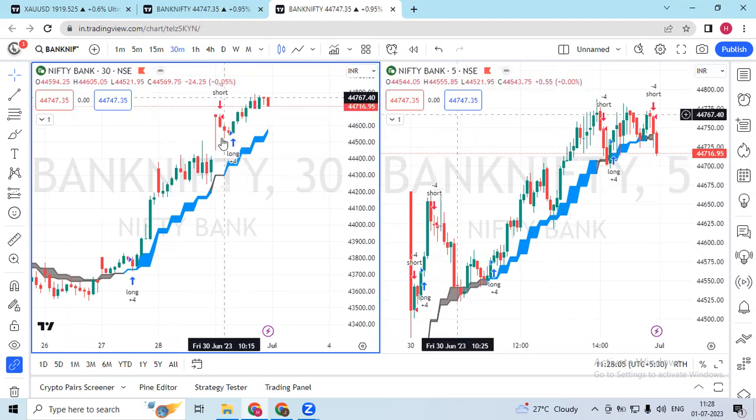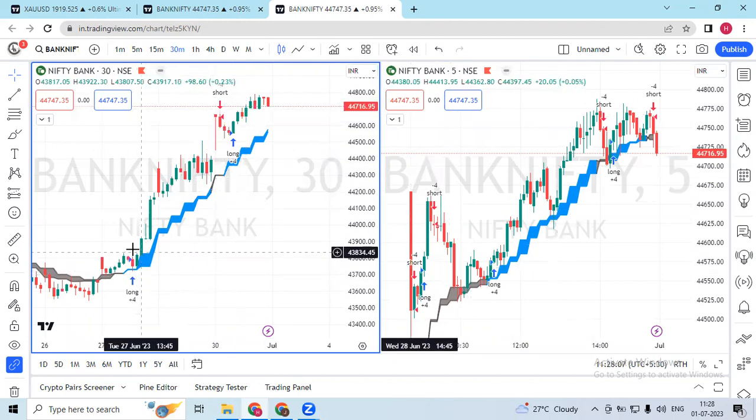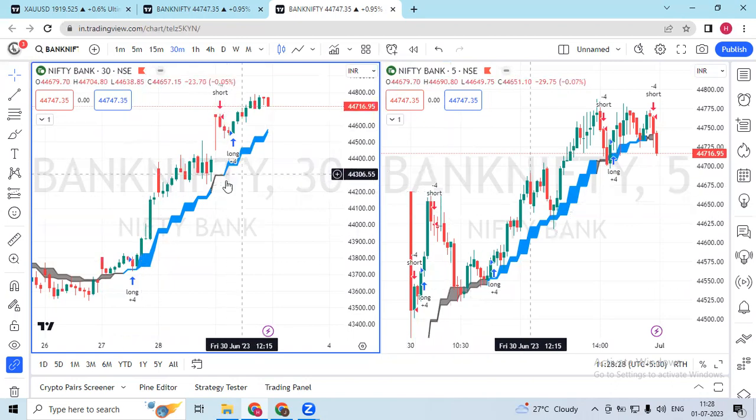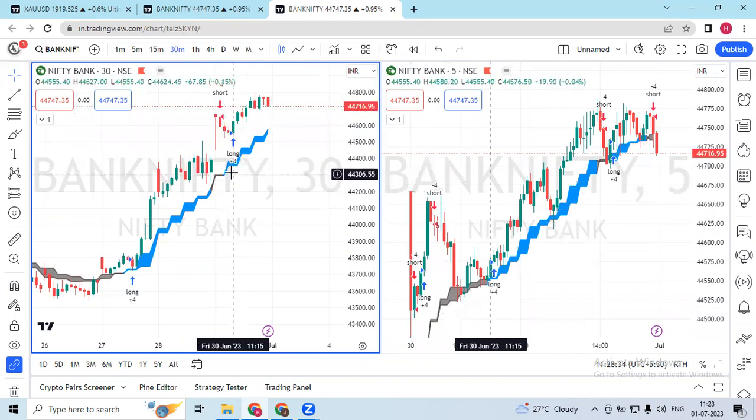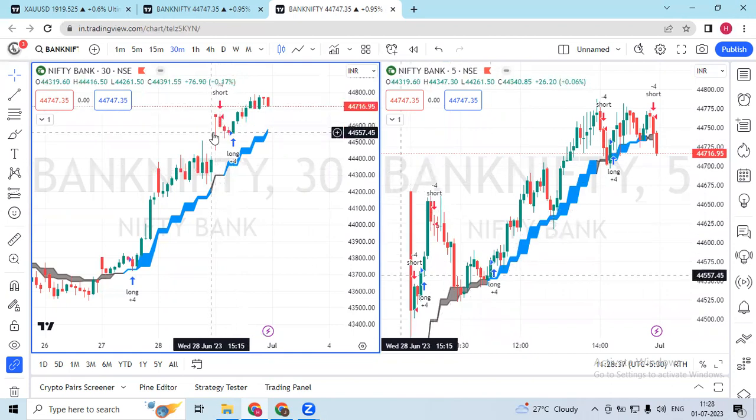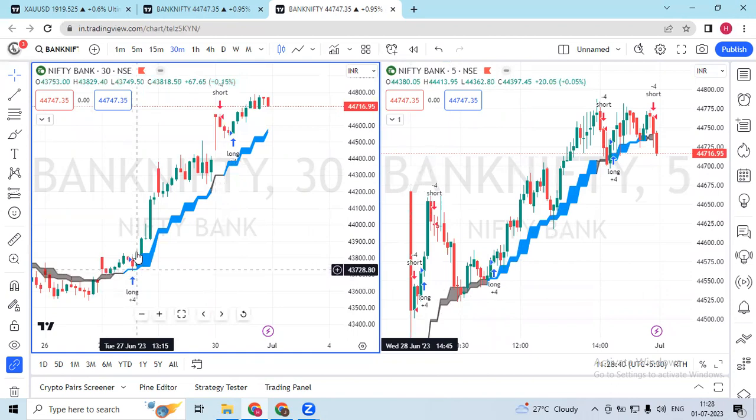Now, with this indicator on the 30 minutes time frame, as soon as you have a long signal, and along with the long signal, understand, this is the most important rule, you need to have a candle closing above the ribbon. Similarly, along with the short signal, you need to have a candle closing below the ribbon. As you can see over here, there is a short signal, but the candle is far away from the ribbon, so the trend has not yet changed. Over here, you can see there is a long signal and the candle has closed above the ribbon. The trend has changed.